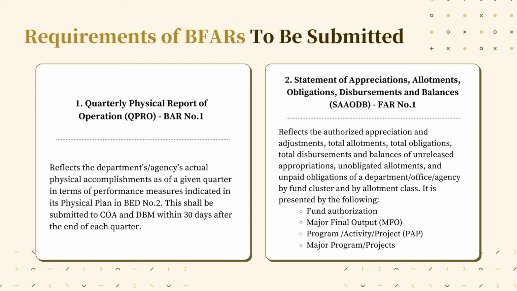Second, Statement of Appropriations, Allotments, Obligations, Disbursements, and Balances under BFAR Number 1. This report reflects the authorized appropriation, adjustments, total allotments, total obligations, total disbursements and balances of unreleased appropriations, unobligated allotments and unpaid obligations of a department, office, or agency by fund cluster and by allotment class. It is presented by the following.